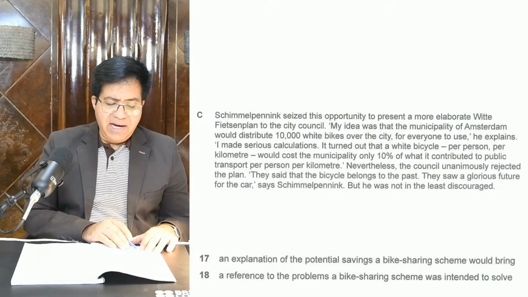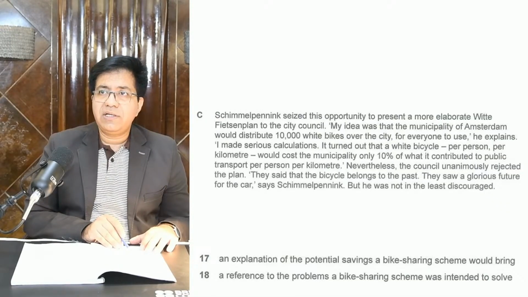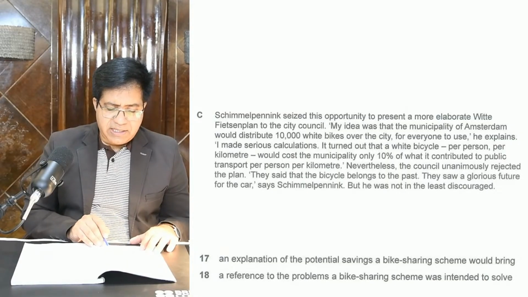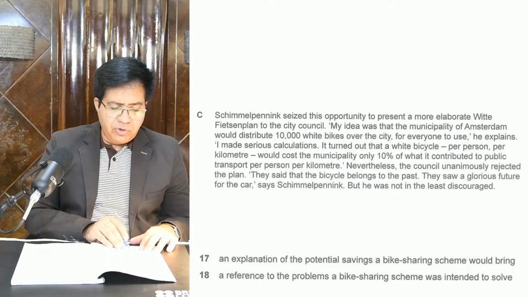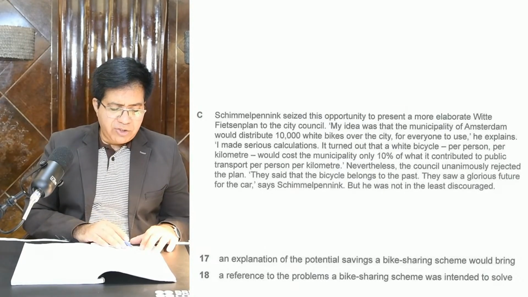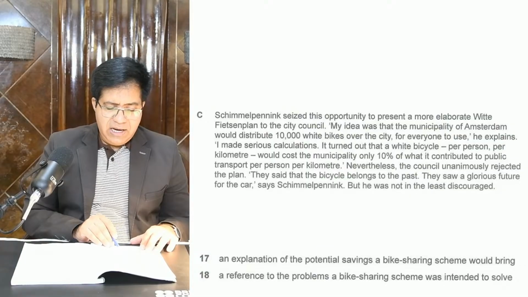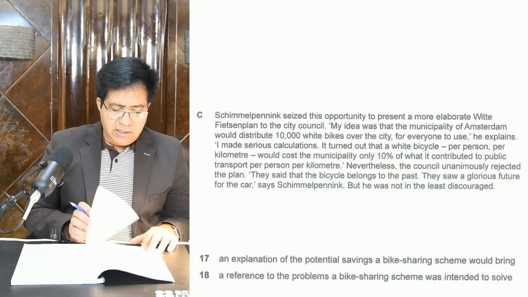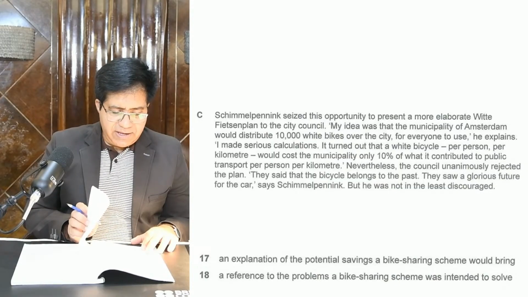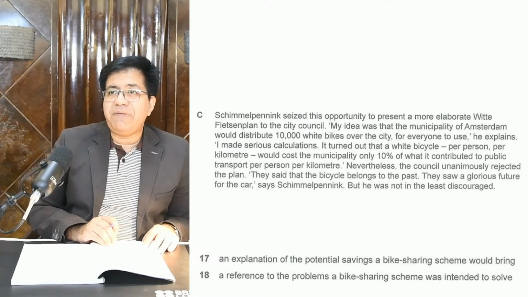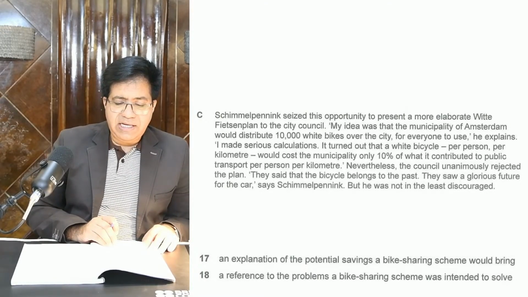Fourth line, I made serious calculations, found it? I made serious calculations. It turned out that a white bicycle per person per kilometer would cost the municipality only 10% of what it contributed to public transport per person per kilometer. Nevertheless, and then they rejected the idea. Okay? So, correct answer for question number 17 is option C. And have you noticed in one paragraph we found two answers? Like in 17 is C and 15 is also C.